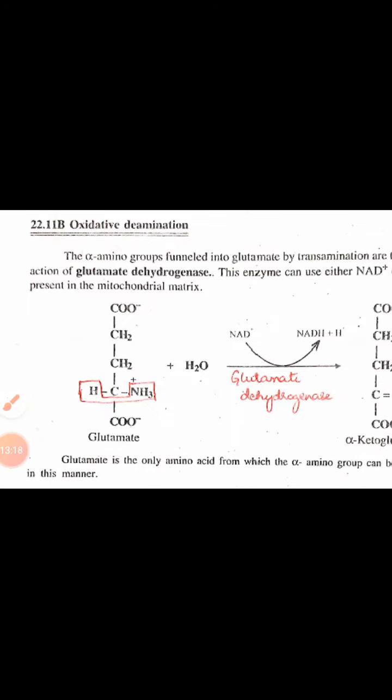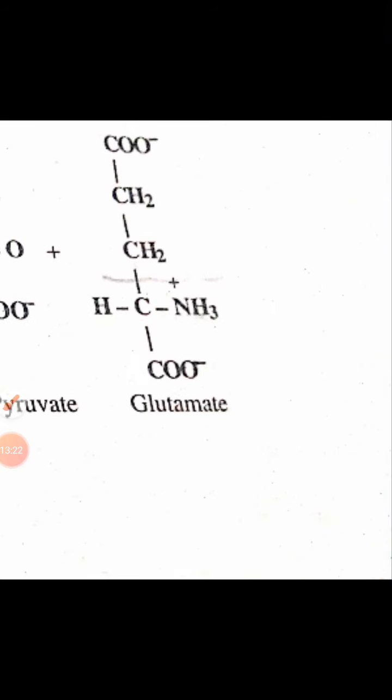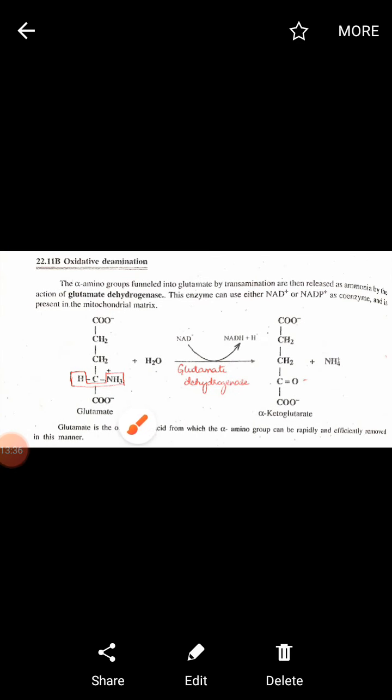Moving on to oxidative deamination. So you have seen in transamination, whatever amino group was there in the amino acid is funneled into the glutamate. The amino group is funneled into glutamate. Now from glutamate, it has to be removed. The ammonia has to be removed.